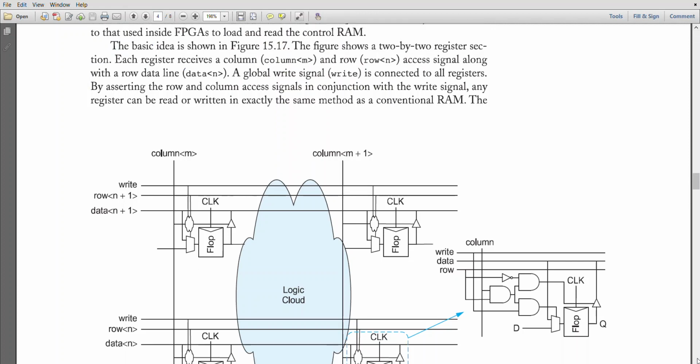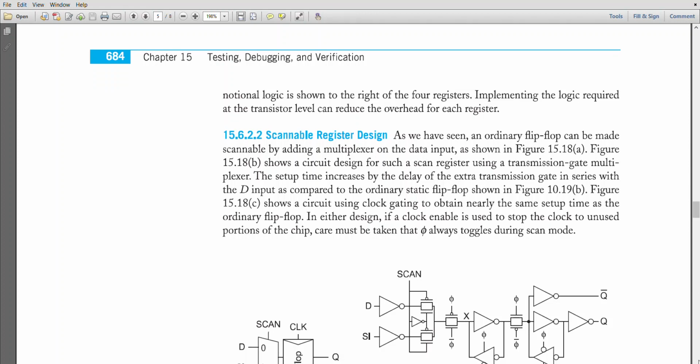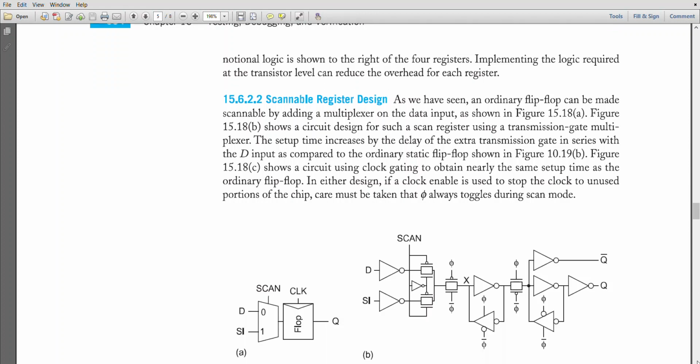Okay, see the combinational logic is shown to the right of the register. For registers implemented, logic required at the transistor level can reduce the overhead of each register. Yes, so this is the thing that we studied.